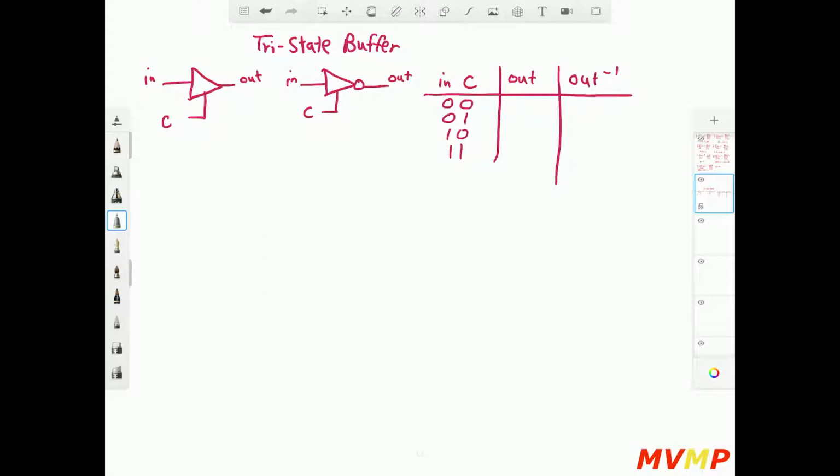Now for a tri-state buffer, when both inputs are low, you get an output, a high Z output.